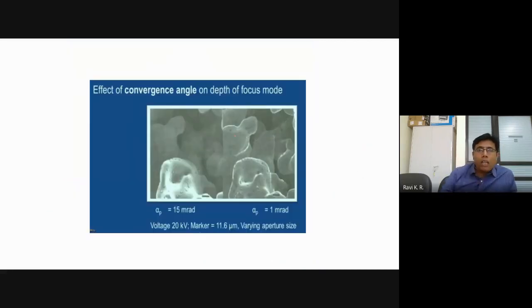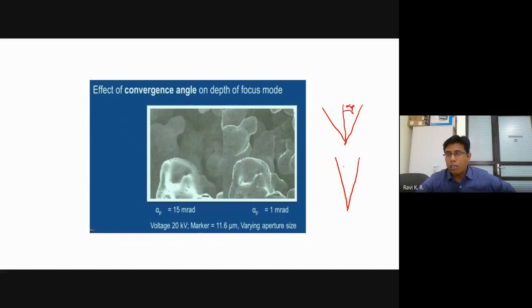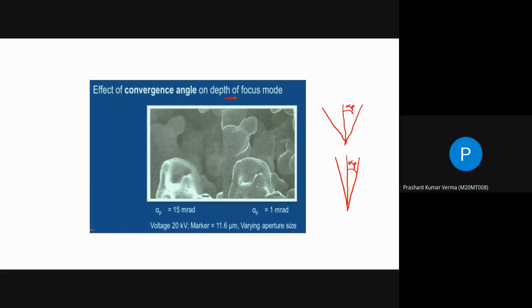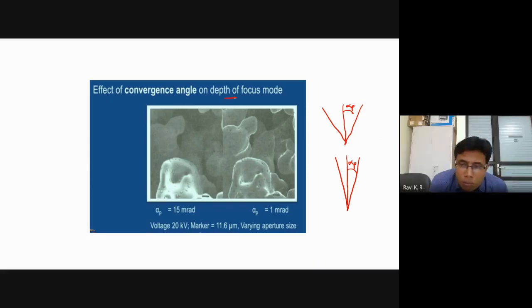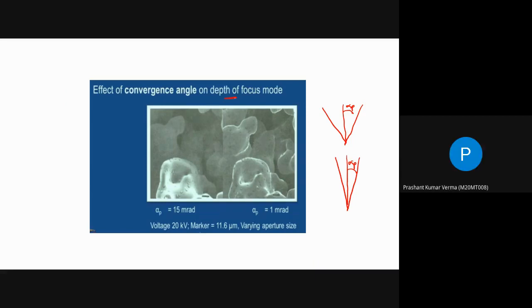Now another factor which we discussed earlier also, the convergence angle. Let's say this is your convergence angle alpha p that we discussed. So which one is better for depth of field or depth of focus? Which one is better? Sir, the second one. Smaller alpha, second one.